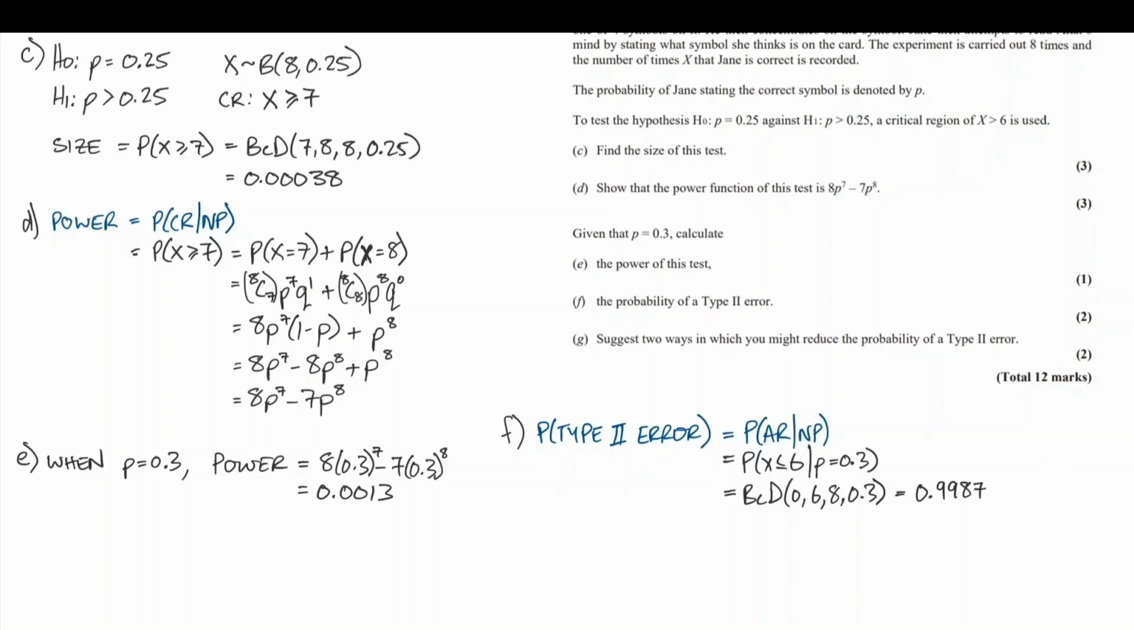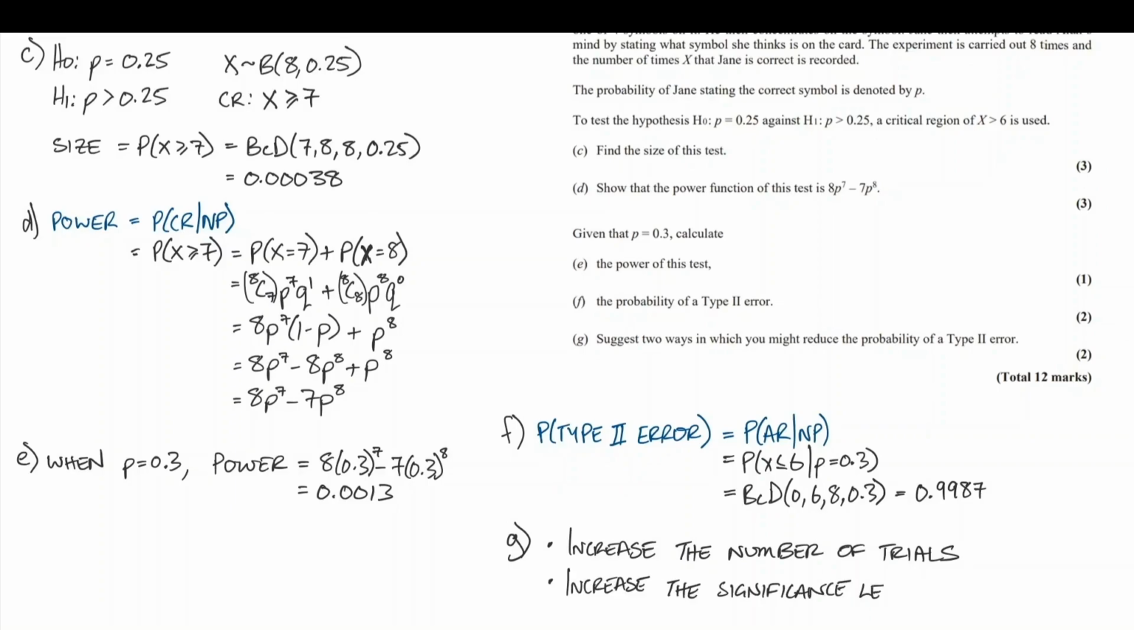Okay, part G asks us to suggest 2 ways in which we might reduce the probability of a type 2 error. Well, to reduce the probability of a type 2 error, we can either increase the number of trials, which means there are more individual outcomes and each of them can share a proportion of the probability distribution, or we could increase the significance level or the critical region. Both of these are equivalent to each other. Increase the significance level of the test, which is increasing the critical region. So those are ways in which we can reduce the probability of a type 2 error.